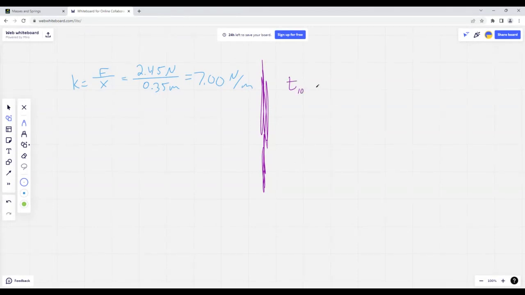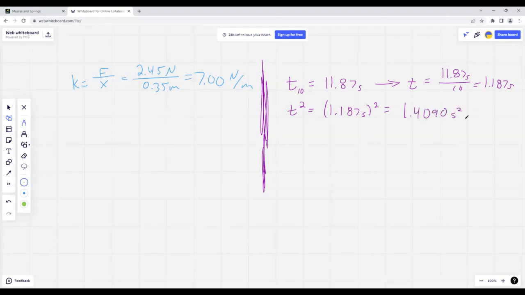So remembering once more that that's 10 oscillations. So from my earlier sample, 11.87 seconds was 10. Then that means my regular time is going to, suppose I should show my work, divide by 10 and become 1.187 seconds. Okay, then because of how the formula works, I don't really want time, I want time squared. So I'm going to take that value, multiply it by itself, and then the calculator tells me this time that's about 1.4 seconds squared.